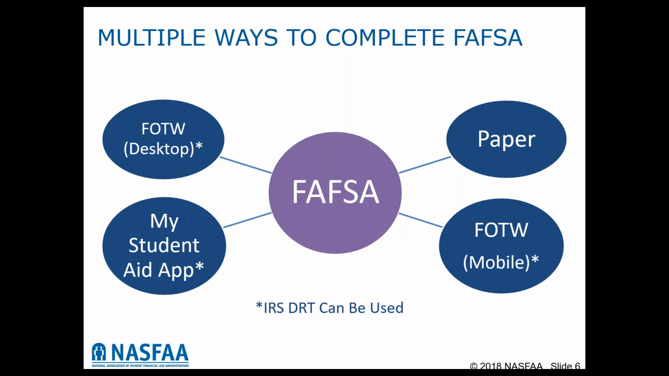There are multiple ways to complete the FAFSA, but the most common version is the FAFSA on the web, a desktop computer version of the FAFSA form. There is still a paper application available, and less than 2% of the population files a paper application, simply because it is much easier to complete the FAFSA on the web. It has edits built into it to help the student from making mistakes, whereas with a paper application, if you fill it out and make a mistake, it takes time to get those corrections made. There's also a My Student Aid app and a FAFSA on the web mobile app. For this presentation, we will focus mostly on the FAFSA on the web desktop version.